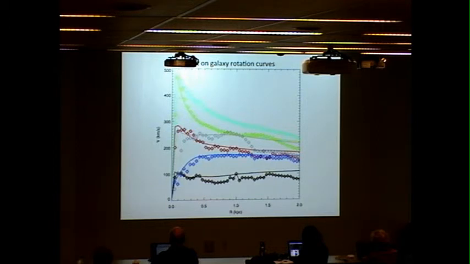Here in blue is the threshold for star formation with the momentum feedback prescription. Lo and behold, this core is gone as well.